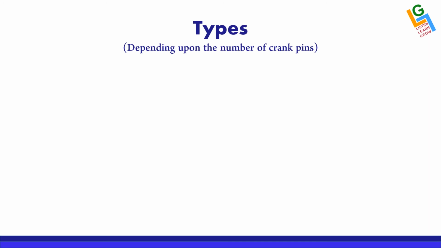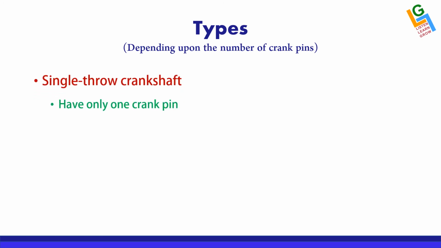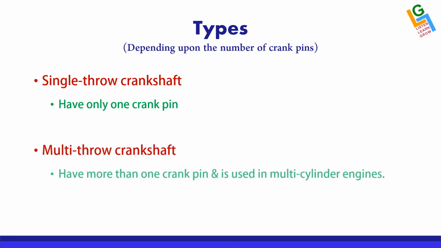Types of the crankshaft. Depending upon the number of crank pins, it is divided into two types. Single throw crankshaft, which has only one crank pin, and the multi-throw crankshaft, which has more than one crank pin and is used in multi-cylinder engines.